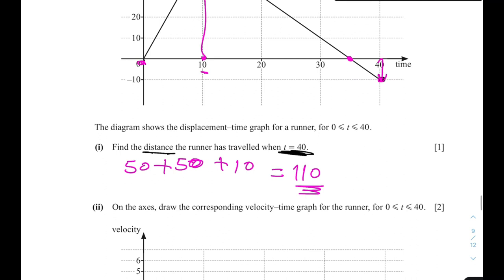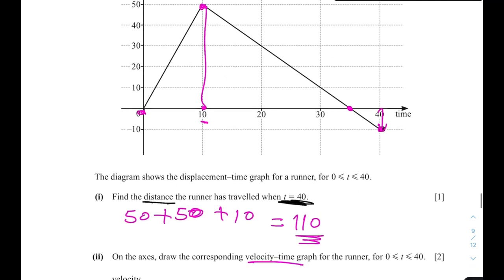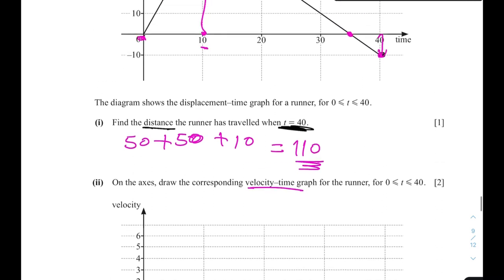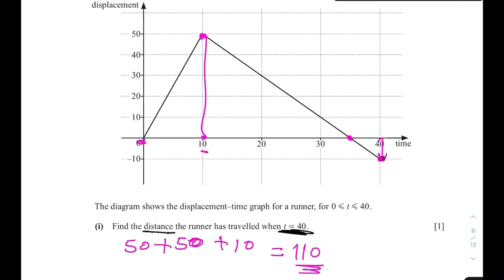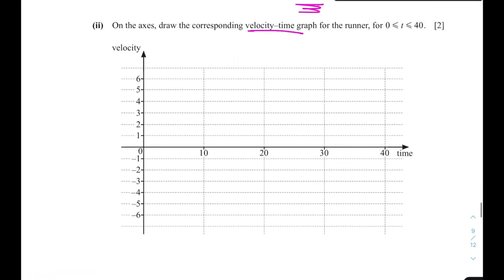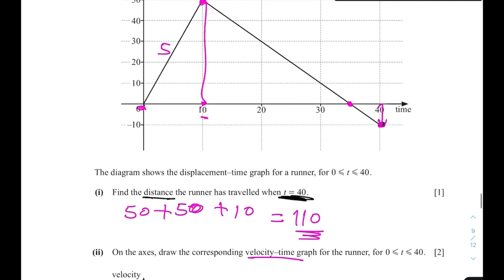Then we are told to draw the velocity time graph based on what you are seeing. Now, if you look at the first portion of the journey, the person was traveling in a straight line, so the gradient is the same. The rise is from 0 all the way to here. That's 50, right? And the run is 10. So this positive slope means that there's a gradient of 5 along the way, for the first 10 seconds.